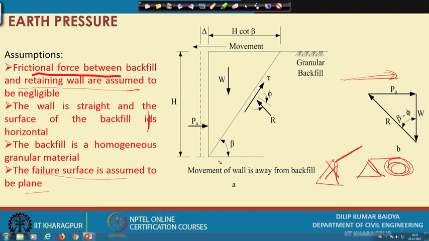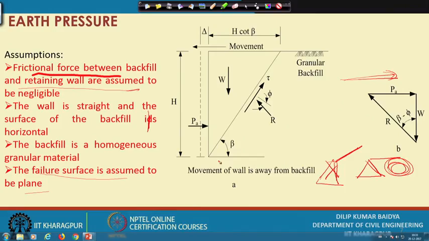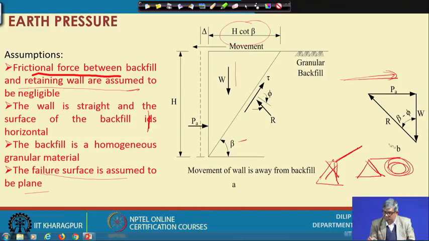So, for a particular beta I got this, and now I can optimize beta to find out at what value of beta the active force, the active thrust, becomes minimum. That is the work we actually want. Initially we have taken any beta value, then this is H cot beta, this is W, this is P A, and all of these are shown in the force polygon.